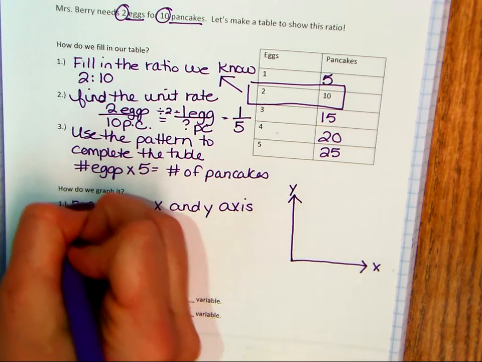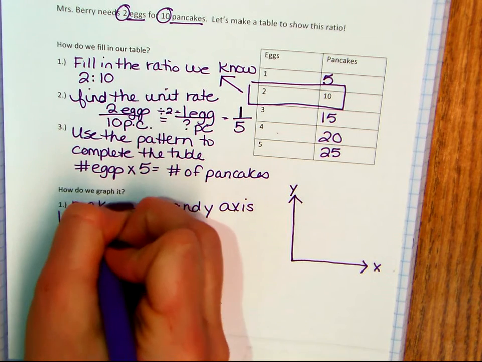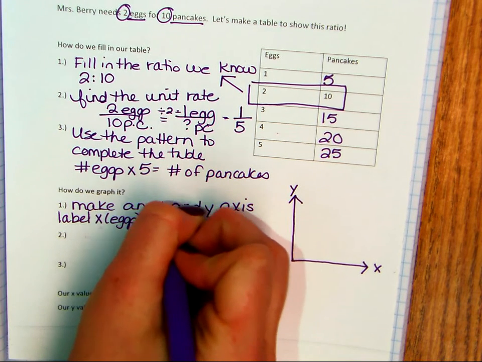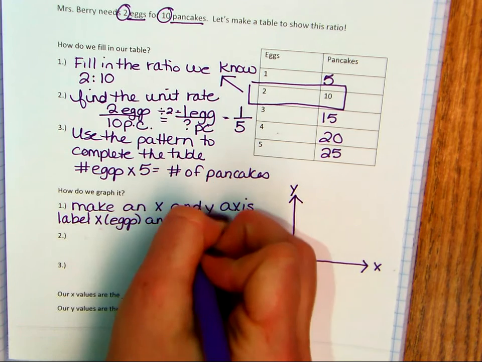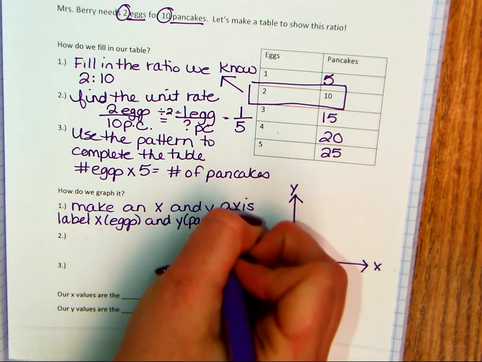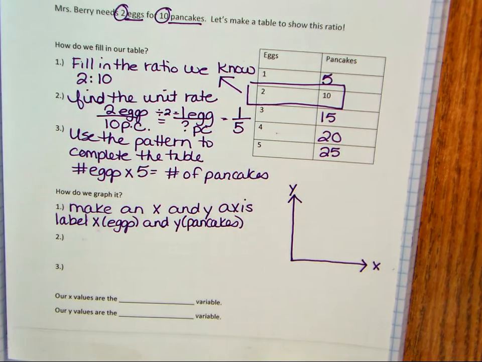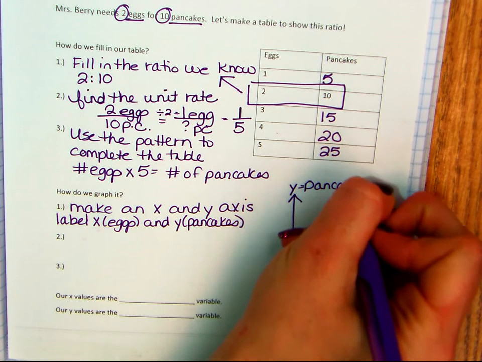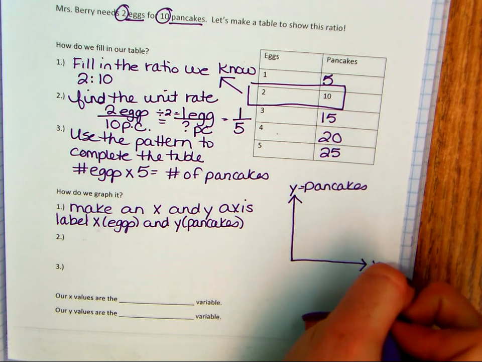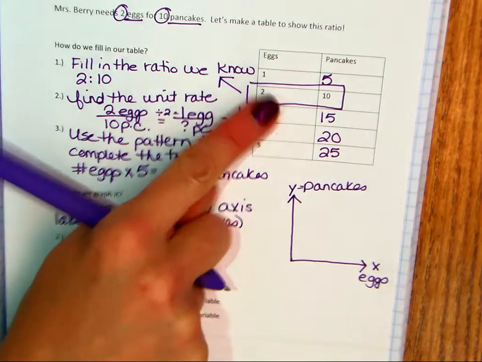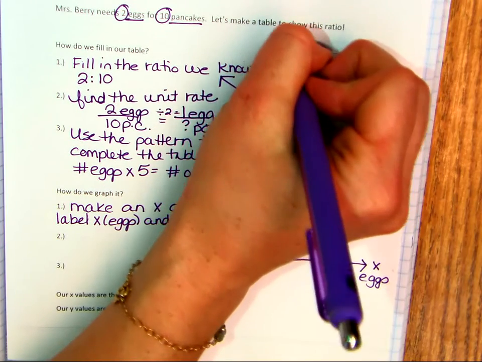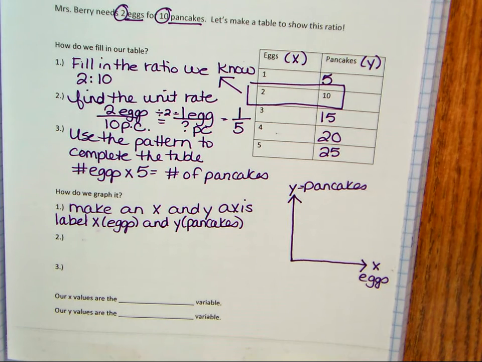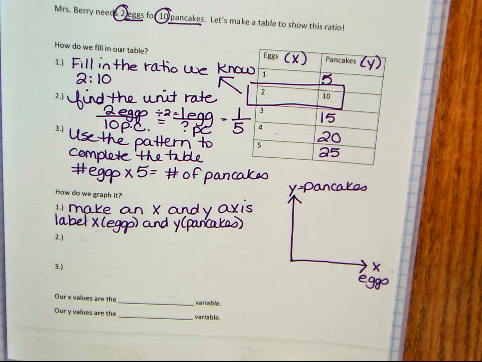I'm going to label X is going to be my eggs, and Y is going to be my pancakes. So this is my pancakes. This is my eggs. Going up to my chart up above, here's my X. Here's my Y. Now remember, when we do ordered pairs, it's X, comma, Y.